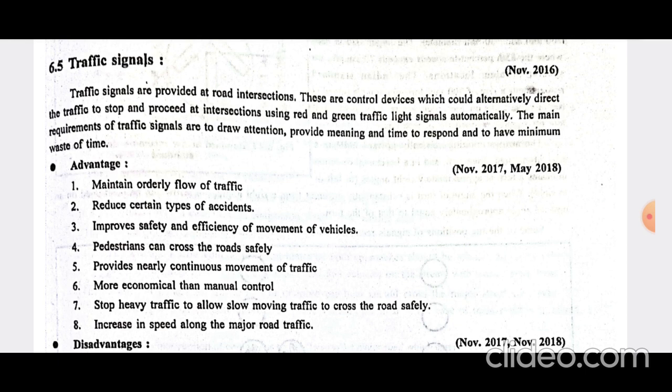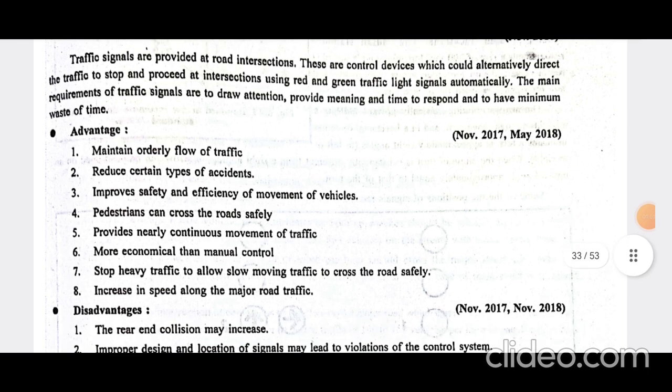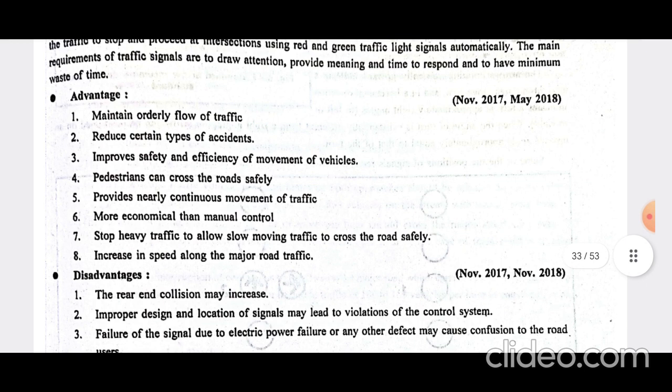So these are the control devices which can alternately direct traffic to stop and proceed at an intersection using red, green, and yellow lights. So the main requirements of the traffic signal are to draw attention, provide a meaning and time to respond, and have a minimum waste of time. So here some of the advantages of the traffic signal are given.